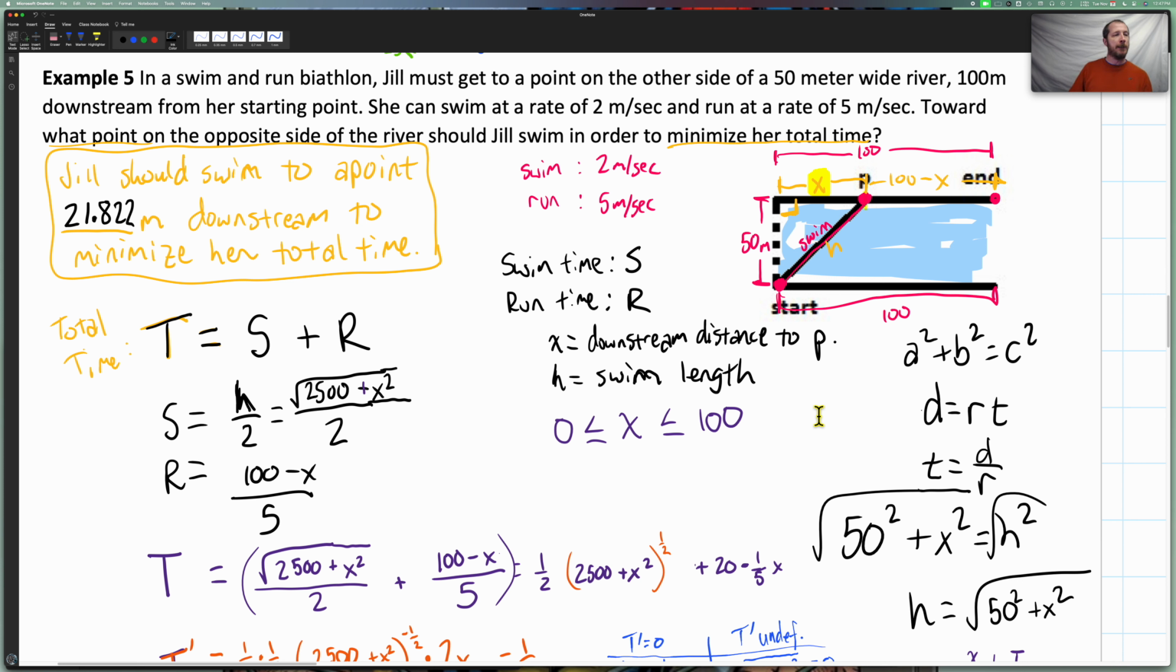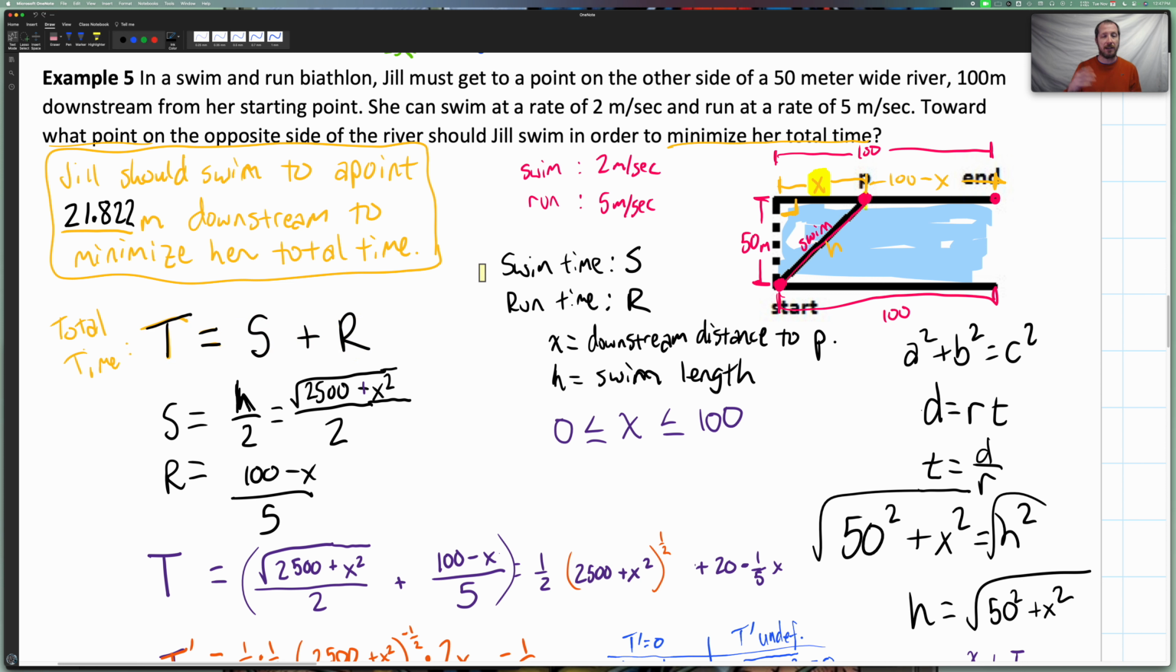Identify variables. State what we're trying to optimize, an optimization equation. We're trying to optimize time. This is the first one we're trying to minimize. So we're trying to minimize her total time. So how do we calculate her time? Her time is made up of how long it takes her to swim plus how long it takes her to run. I set up this basic total time equation here and made total time T, her swim time S, and her run time R. It's just the sum of those two times.